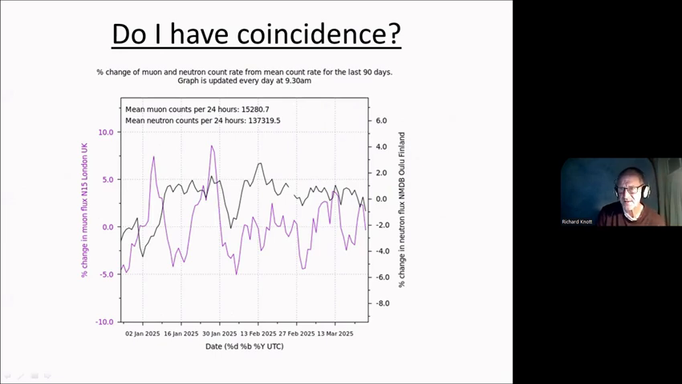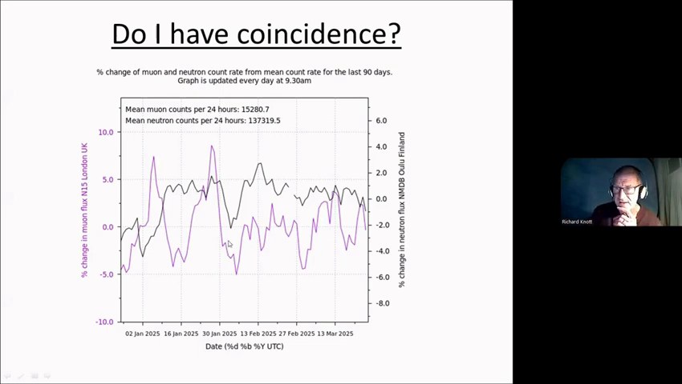And I've started to look at my 3 month data. One of my goals is to compare my measured data against publicly available data to look for coincidence. And we can see here in purple is a percentage change of muon counts per day against average muon counts, or mean muon counts. And in black is the mean neutron counts.